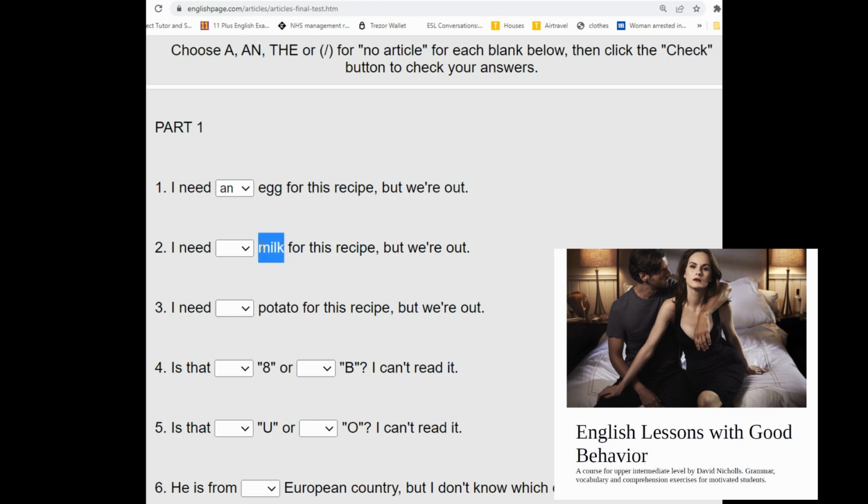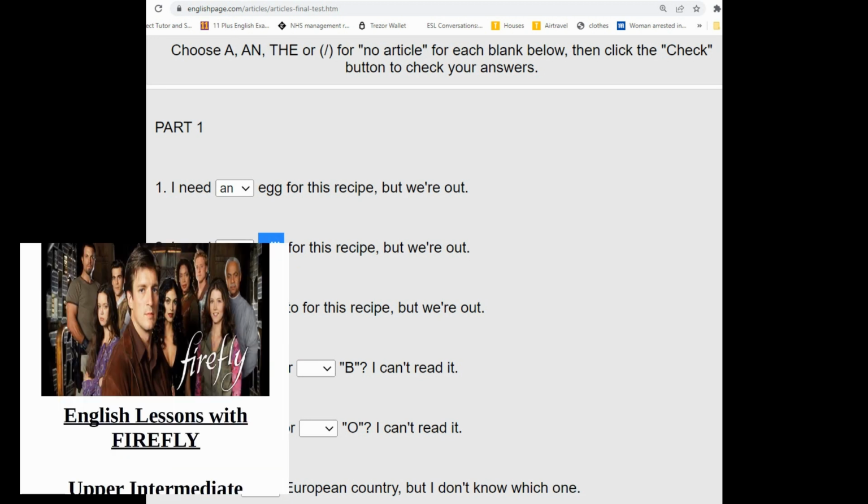Now, milk is very uncountable. It's only countable when you say a bottle of milk, a pint of milk, or something like that, and it's pint and bottle that are countable, not the milk. And so here you can use no article. You can say some, I need some milk for this recipe, but you don't have to. You can say I need milk for this recipe, but we're out.